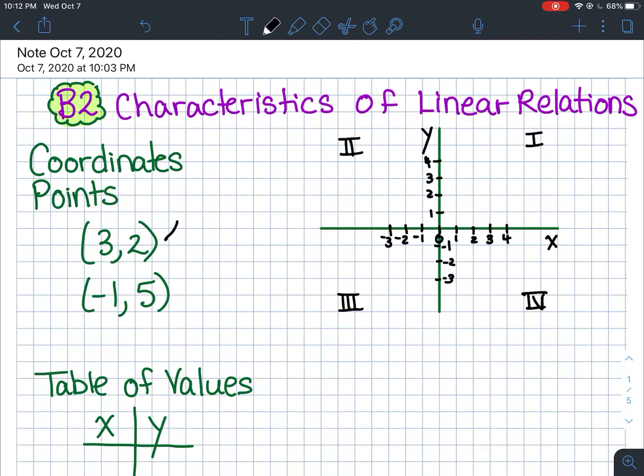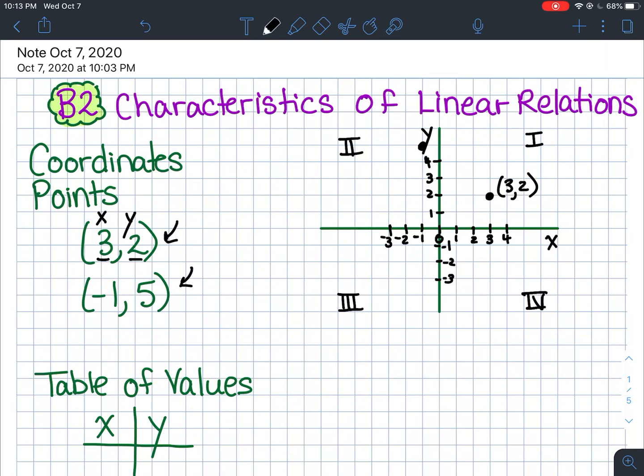We call these things right here coordinates or points on the graph. And if we wanted to graph them, we always do it alphabetically. So x comes first, then y. So we go left and right first, and then up and down. If we had to plot 3, 2 on a graph, we would go over 3 to the right and up 2, and that would be our point, 3, 2. If we wanted to plot negative 1, 5, we would go left 1 and up 5, and that would be the point negative 1, 5.